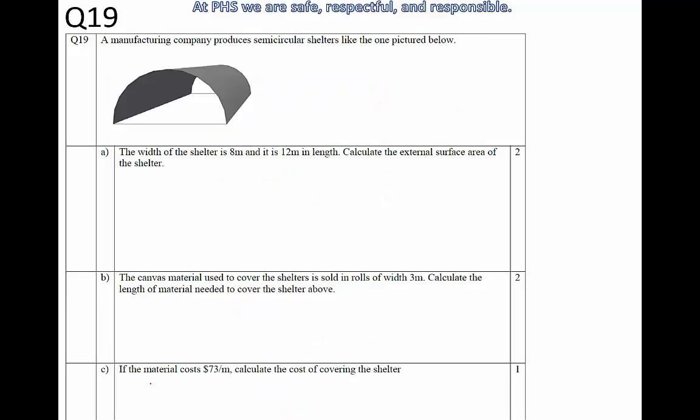All right, 19, which I think is our last question. A manufacturing company produces semicircular shelters like the one pictured below. The width of the shelter is 8 meters and it's 12 meters in length. Calculate the external surface area of the shelter. Again, we had this surface area of a cylinder formula previously listed in the paper. I think it was SA equals 2 pi r squared plus 2 pi r h. All right, so we've been given that formula.